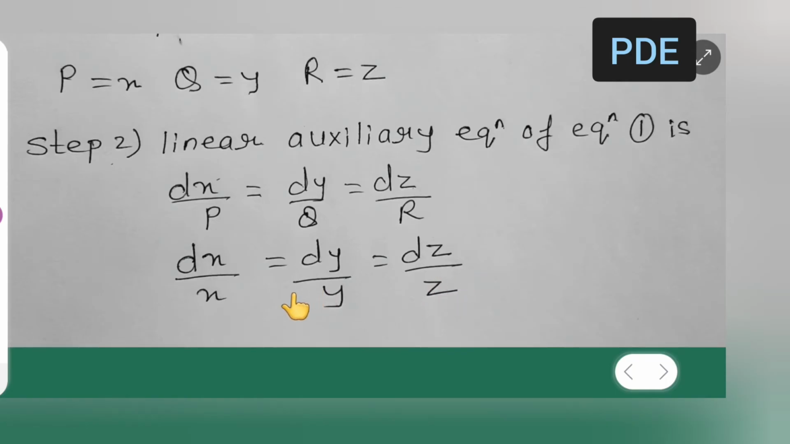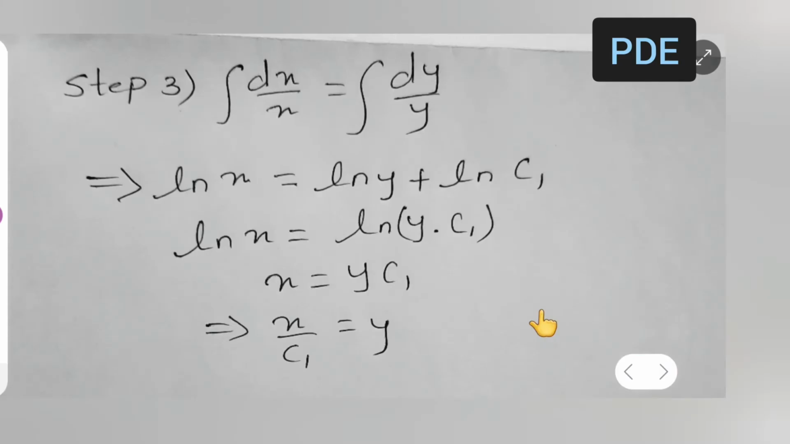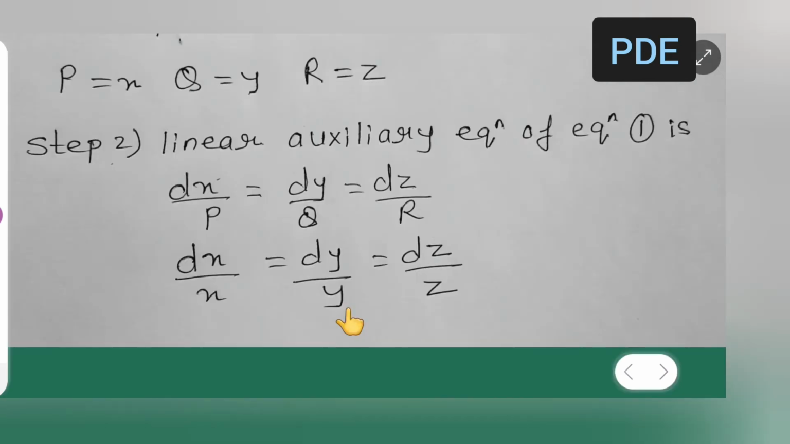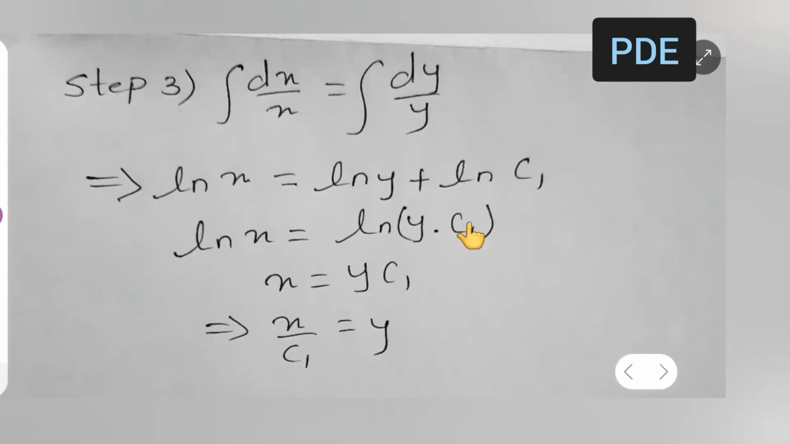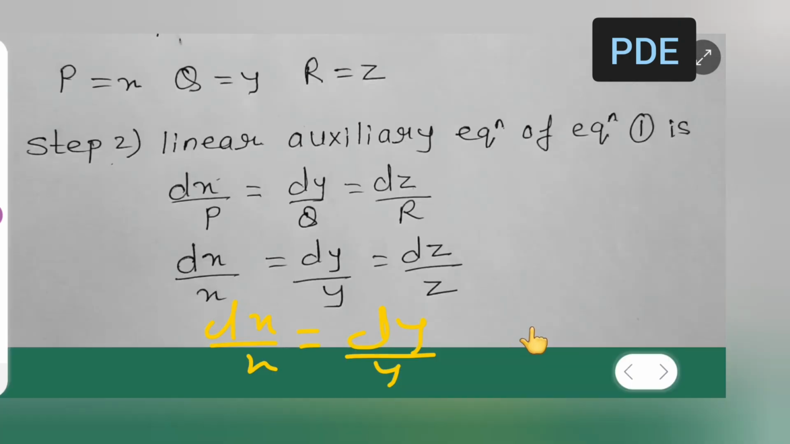Now step 3 is to take any two of these. So I have taken these two: dx upon x is equal to dy upon y. And then you'll have to integrate this now. So step 3 is integrating the first two equations. Okay, first I have taken the first two, right?